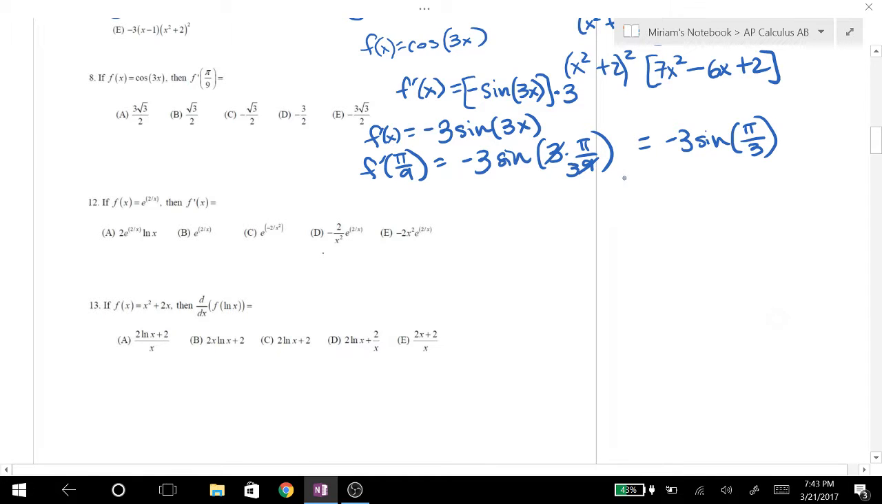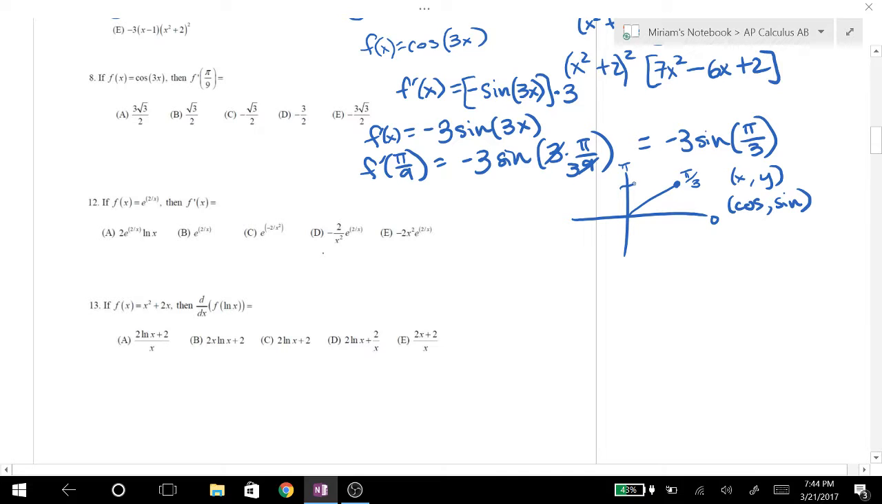Sine of pi over 3, if I draw my coordinate plane and I try to remember pi over 3, well, I know this is 0, I know this is pi, so pi over 3 is going to be somewhere here. Okay, and I know that sine is the y value. So I need the y value of pi over 3, which is here. So I got to think, okay, is this y value positive? Yes, because it's up here.